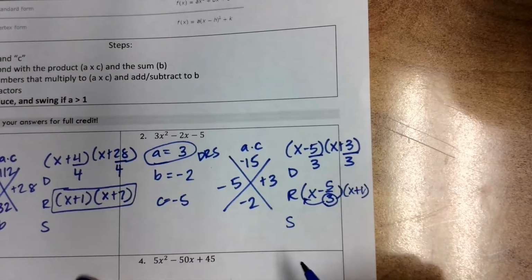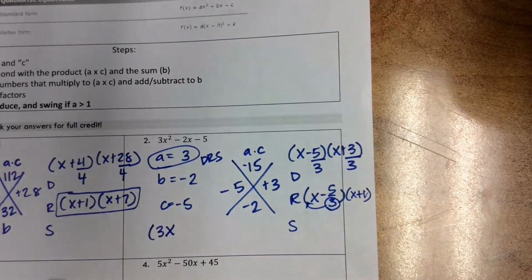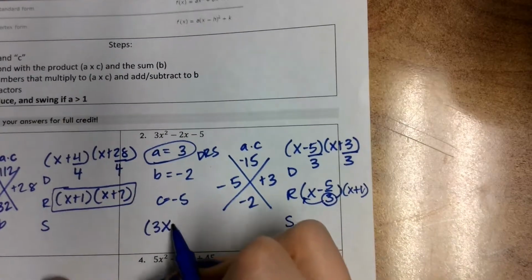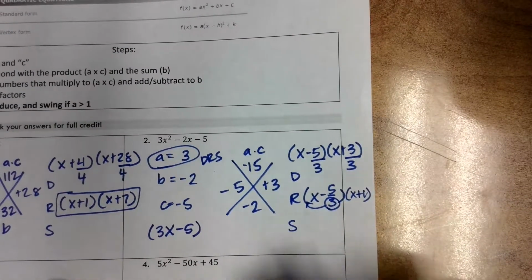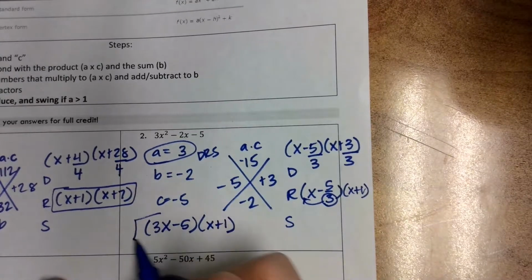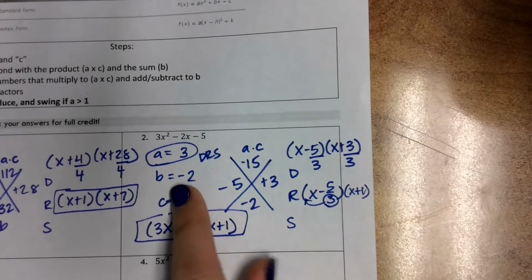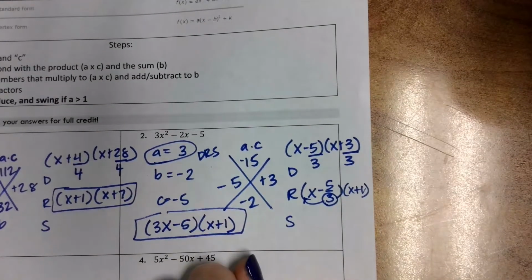Just kidding. Right now, the 3 goes in front of the X. So this becomes 3x minus 5. And then what's our second one? X plus -5 over what? -5 over 3, because that's our A value. What was A? 3.